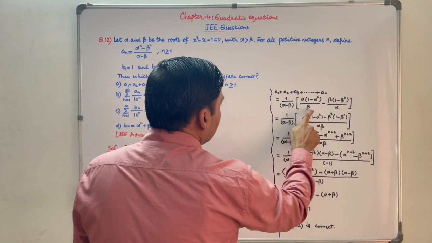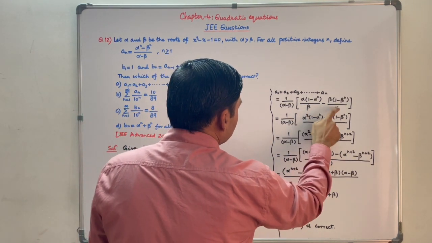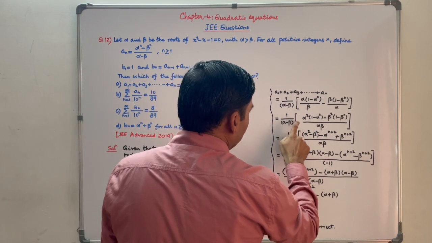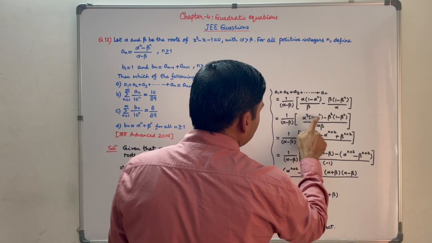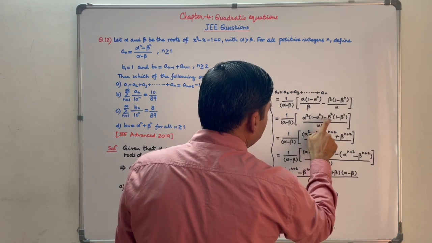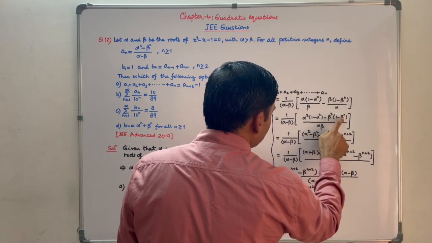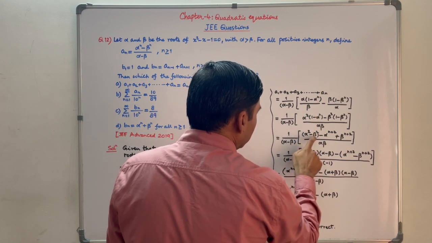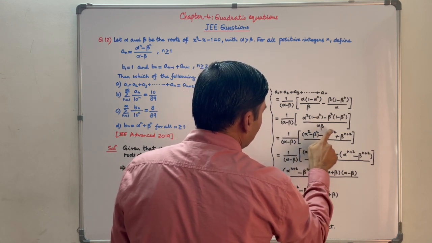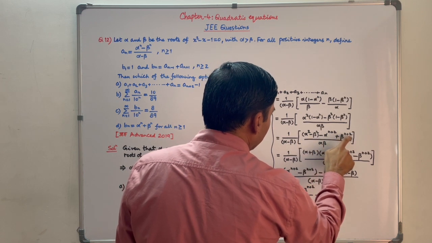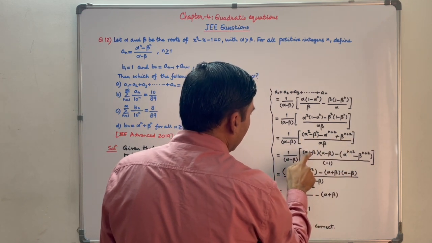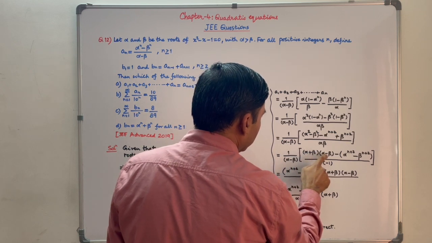Now we will take LCM of denominator. So it will be alpha beta. So numerator in bracket will be alpha square into 1 minus alpha to power n minus beta square into 1 minus beta to power n. So it can be simplified as alpha square minus beta square minus alpha to power n plus 2 plus beta to power n plus 2. Alpha square minus beta square can be written as alpha plus beta into alpha minus beta.